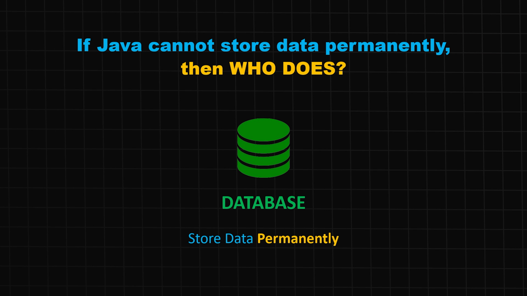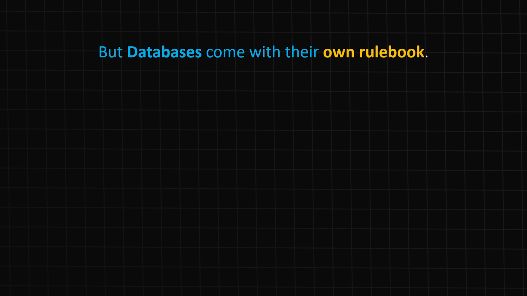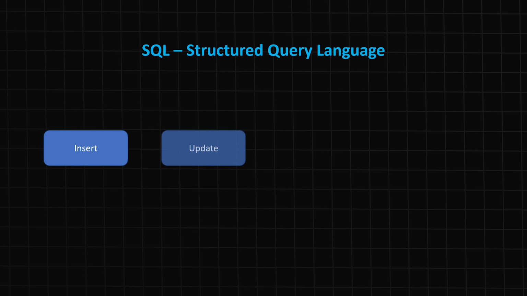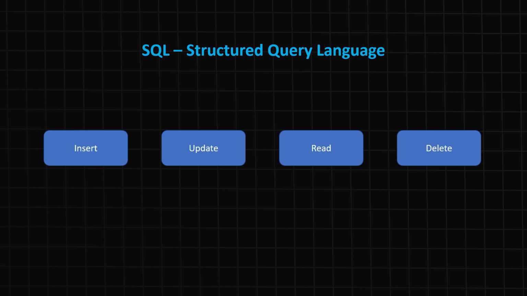Currently for this series, we will talk about RDBMS, the Relational Database Management System, like MySQL, Oracle, PostgreSQL, Apache DB and all. But the thing is, all the databases come with their own rule book, right? They don't understand Java, they don't understand C++. They only understand one language, and that is Structured Query Language, that is SQL. With the help of SQL, we can insert, update, read or delete the data in the database. Even though SQL is mostly the same, different databases have slight variations. But this will not lead to any problem.